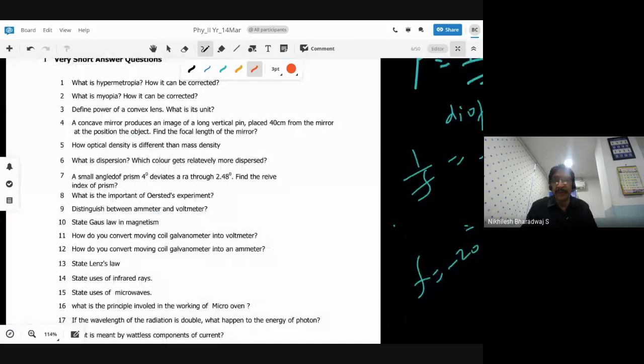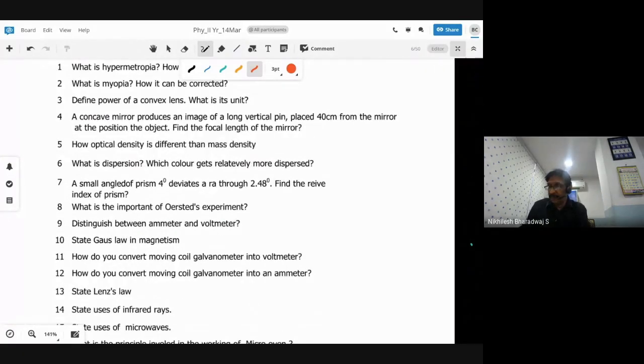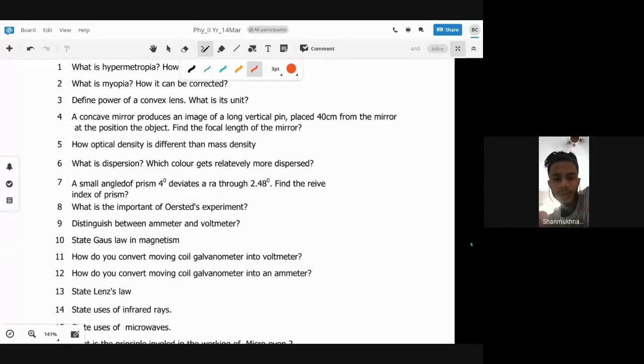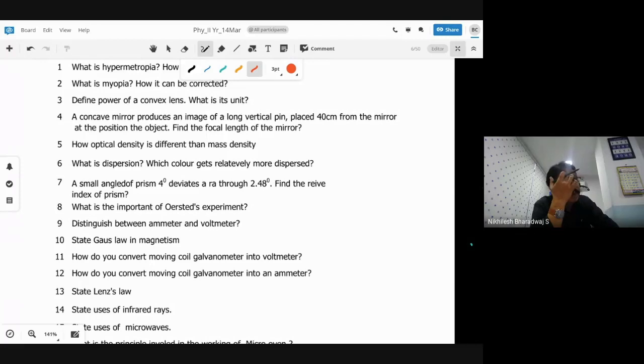Next question. You know what is dispersion? Splitting of white light into different colors. Yes, but you cannot write like that. You have to write splitting into its component colors. When white light is incident on a prism, it splits into its 7 colors or constituent colors. This is known as dispersion.